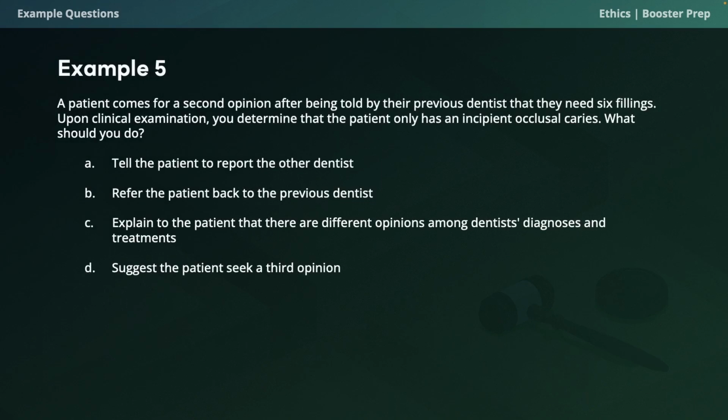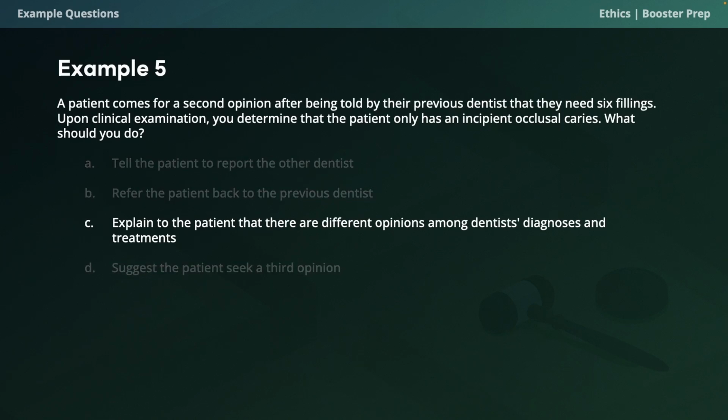Example number 5. A patient comes for a second opinion after being told by their previous dentist that they need 6 fillings. Upon clinical examination, you determine that the patient only has incipient occlusal caries. What should you do? A, tell the patient to report the other dentist. B, refer the patient back to the previous dentist. C, explain to the patient that there are different opinions among dentist diagnoses and treatments. Or D, suggest the patient seek a third option. Go ahead and pause it and think about these answer choices.